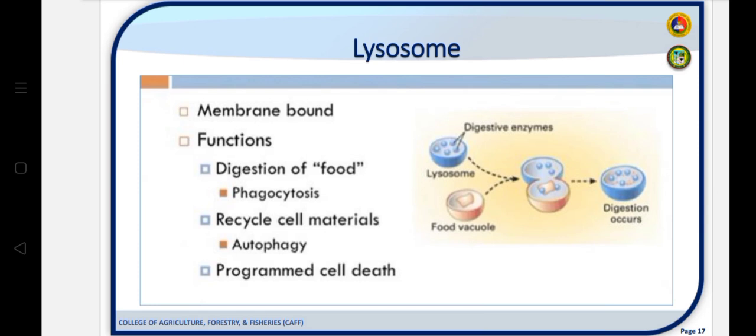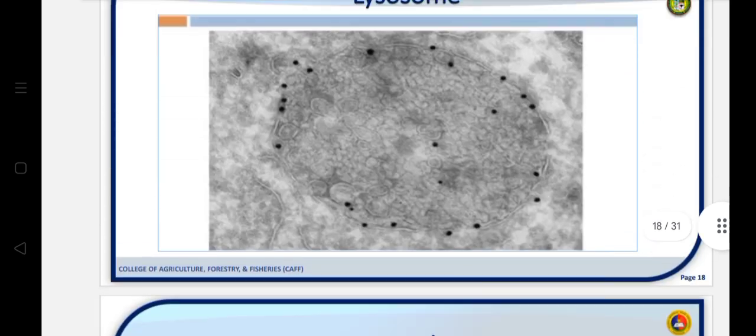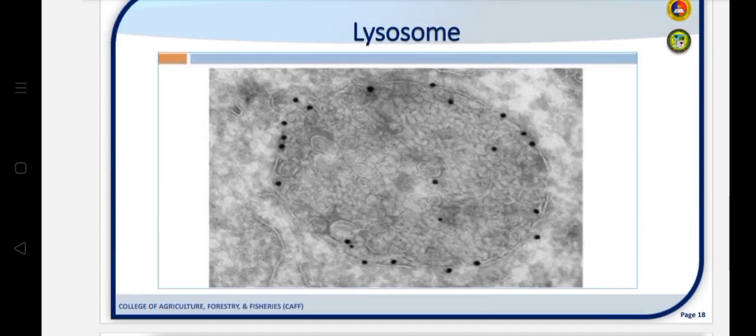So, lysosomes are the digesters and recyclers of the cell. They keep the cell clean, healthy, and balanced by breaking down waste and recycling materials. Now, let's move on to the next. Under the microscope, this is how a lysosome actually looks.